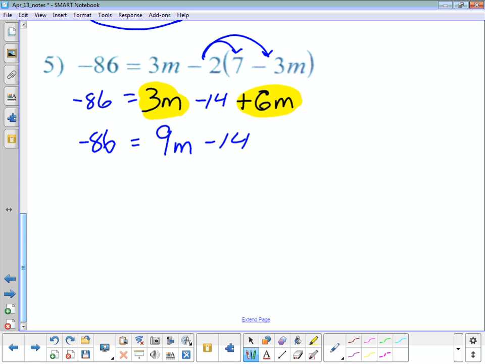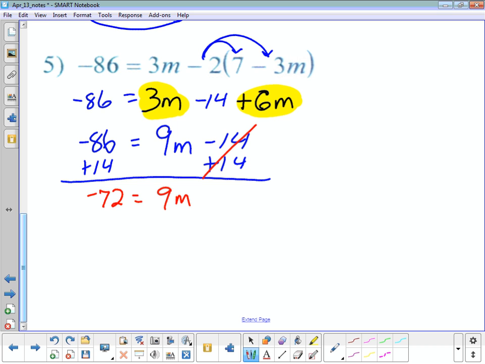Okay, so now I need to get the m by itself. So that means I got to get rid of the number without the m, which is the -14. So I want to add 14 because that was a minus sign. So I'm going to add 14 on this other side. So on the right, the 14s cancel out. On the left, I got opposite signs again. I'm going to subtract. Again, it's going to give me a 72. And I got to keep the sign of the bigger number, so that's going to be negative. So I have 9m equaling a -72.